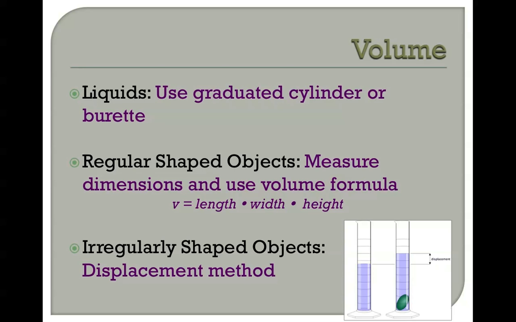We can also measure irregular shaped objects by using the water displacement method and figuring out the volume of the water that was displaced and equating that to the volume of the object.